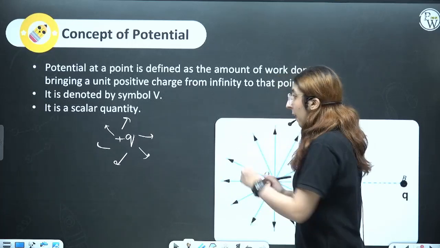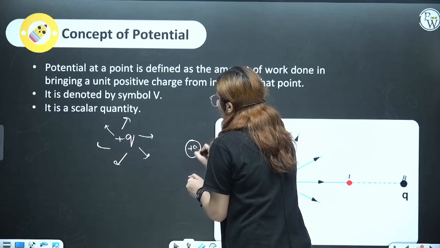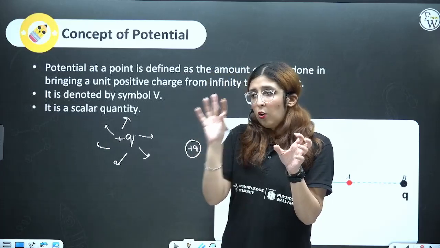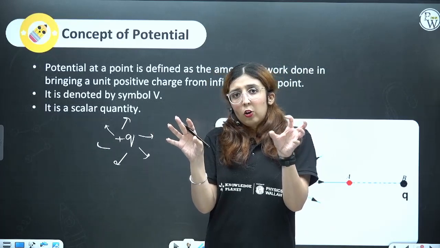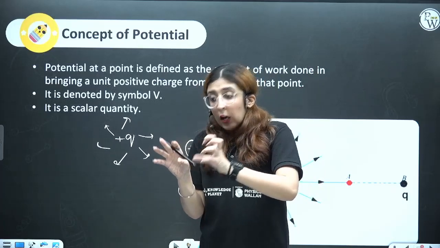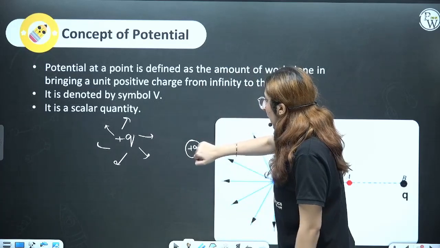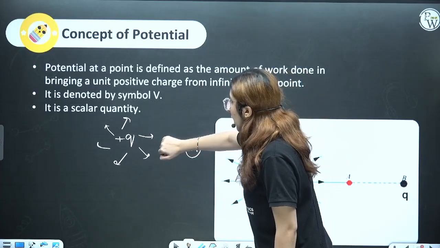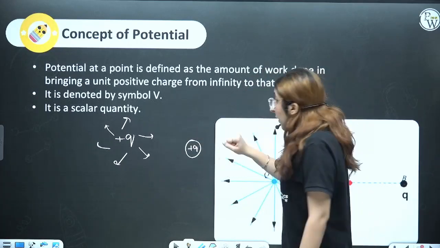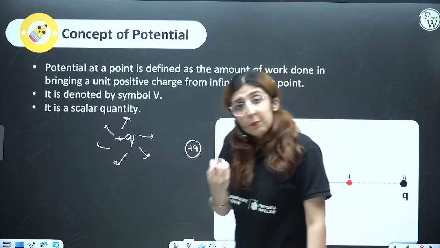See, this is a positive charge. I want to bring another positive charge close to it. Imagine you have two magnets, north pole, and you are trying to bring another north pole close to it. You have to apply some work to bring this charge closer, else it is going to repel away. Similarly, bringing one positive charge close to another positive charge, I have to apply work onto it. So this work that is applied on a particular charge is nothing but potential.